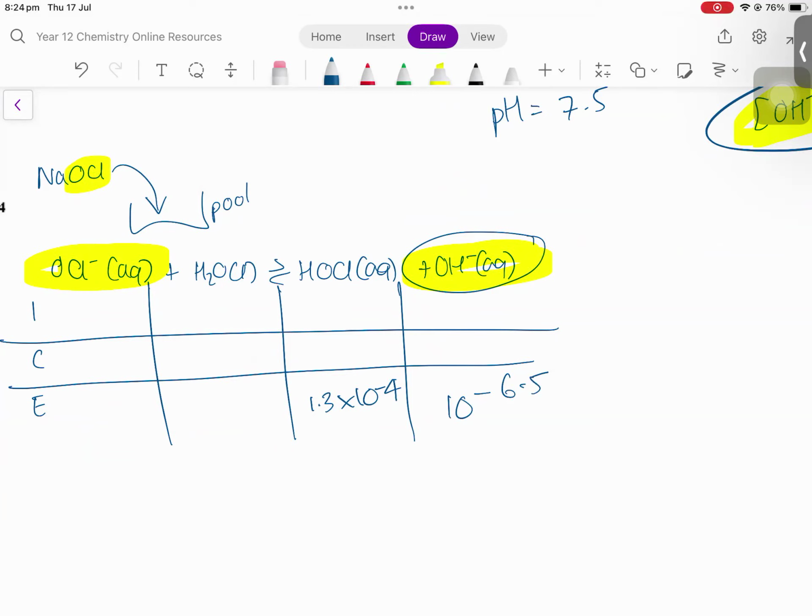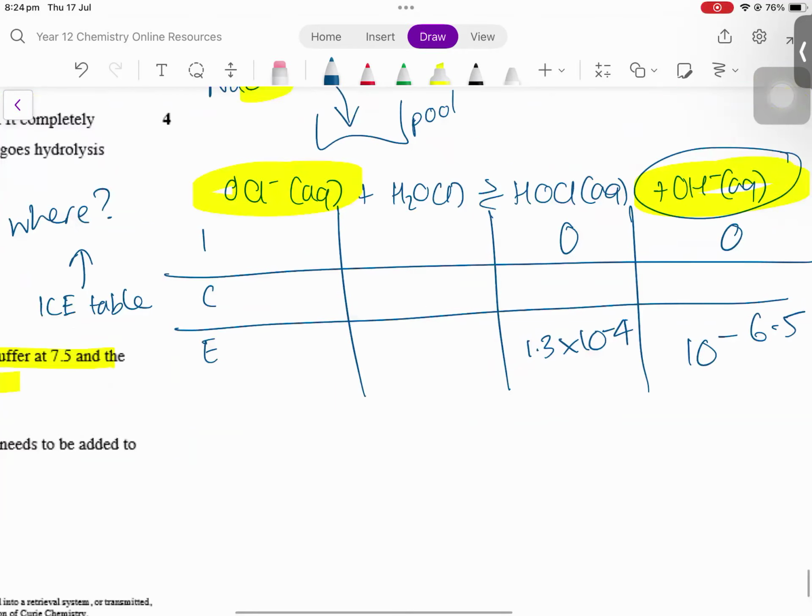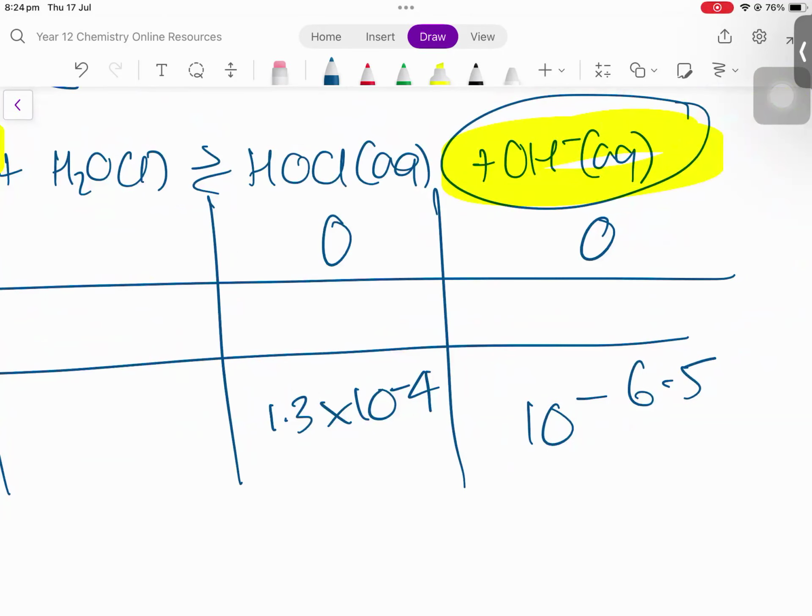All right. Now, let's start filling the rest of the table in. If you don't have any products at the start, then your initial numbers are going to be 0. And then, now here's the thing. This is a little bit awkward. What's the change for HOCl? Yeah, it's the plus 1.3 by 10 to the minus 4.